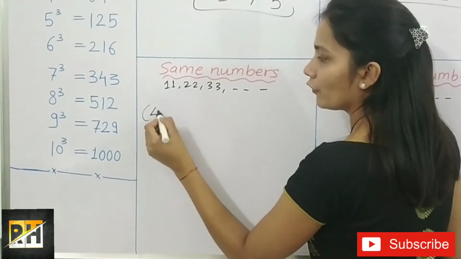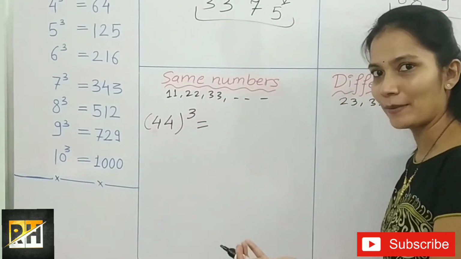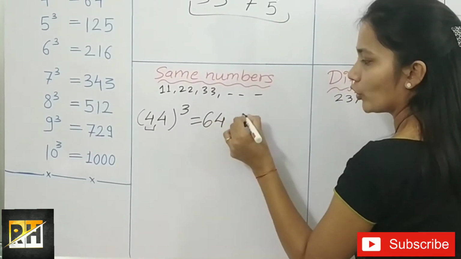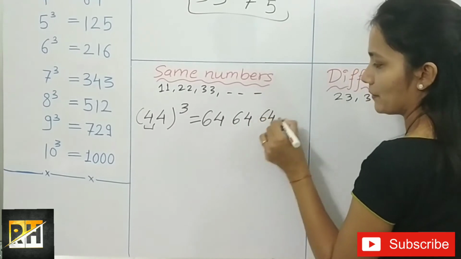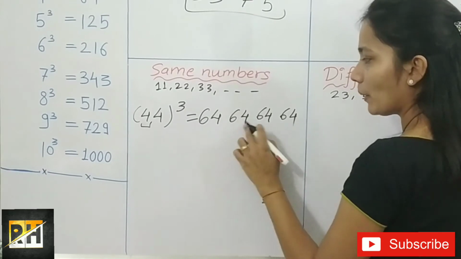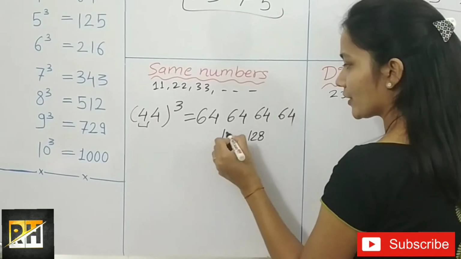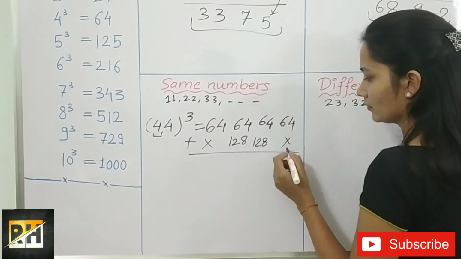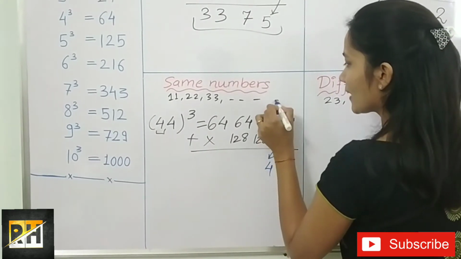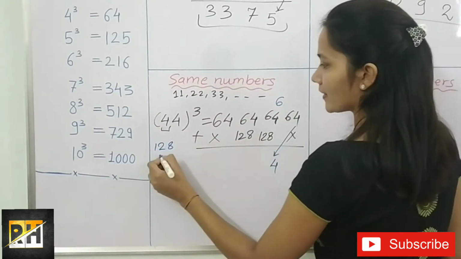For cube of 44, what we will do? We will write the cube 4 times of number 4. Cube of 4 is 64. You will write 64 4 times. Then next step, you know what? You will double 64, which is 128. So you will write this 4 as it is. Then add 6 here. So 128 and 64 plus 6 is 70.